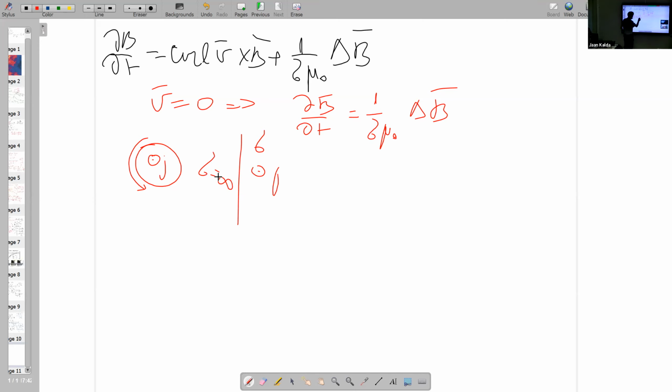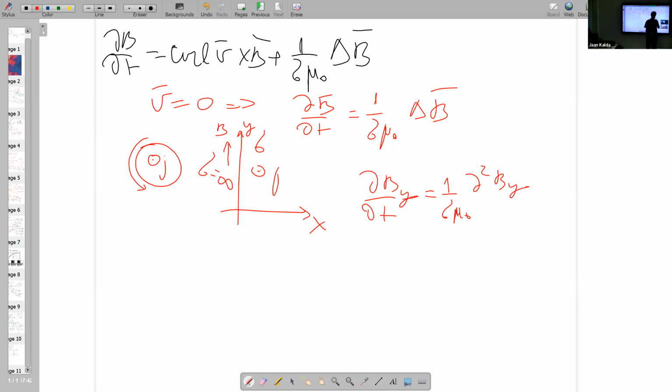Then if J is in that direction, then the magnetic field is in the perpendicular direction, because of Ampere's law, B is that way. Okay, so we consider now if this is the X direction, and this is the Y direction, then we have an equation for By. So we have dBy over dt equals 1 divided by sigma mu naught. But now the dependence is on X. So it goes d square By over dx square.